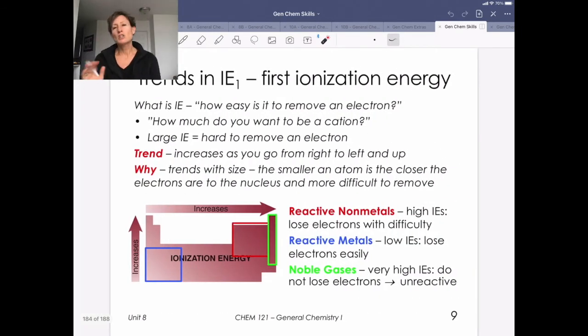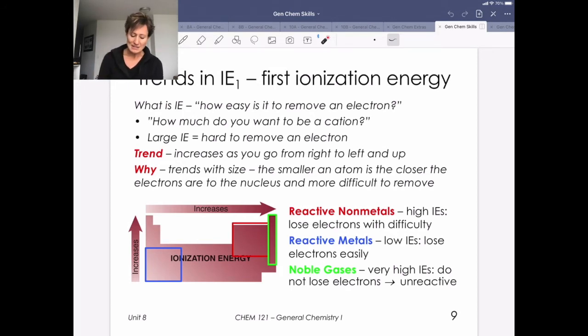All right, we're going to talk about two things here: ionization energy, which we abbreviate IE, and then electron affinity. A way to think about ionization energy is: how easy is it to remove an electron? How much do you want to be a cation? Large ionization energies means it's hard to remove an electron. This guy doesn't want to be a cation.